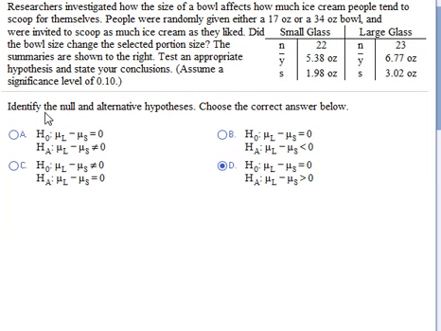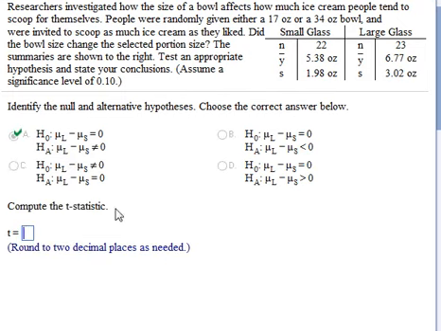Test an appropriate hypothesis. Okay, we just want to know if it depended on the bowl size, how much your scoop was. So we're going to look at the difference between large and small. The null hypothesis is always that it's equal to 0. And the alternative should be that it's not equal to. So I should actually choose A.